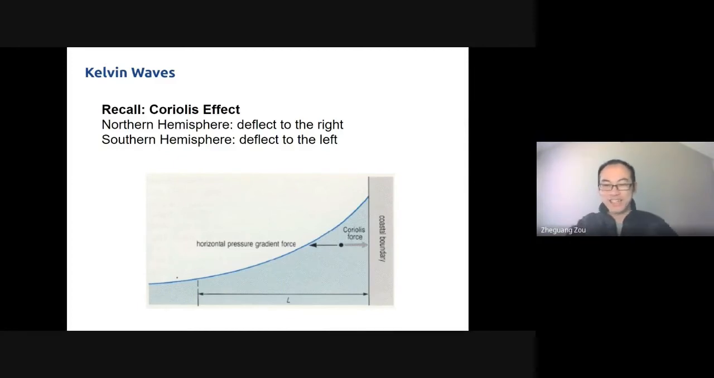Yeah, I kind of love that. It's interesting but useless knowledge. But anyway, so this is the idea of the Coriolis effect.